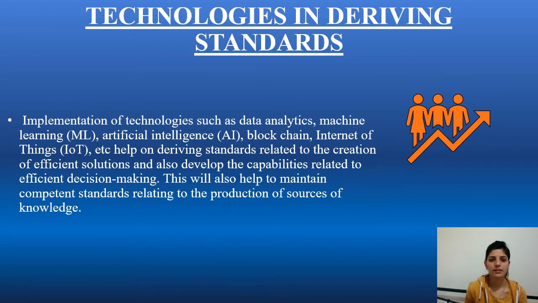Now I will discuss some technologies that are driving standards. As a result, improvements can be seen in decision-making processes through the implementation of technologies such as data analytics, machine learning, artificial intelligence, blockchain, Internet of Things, etc. It has been observed that these technologies help in driving standards related to the creation of efficient solutions and also develop the capabilities related to efficient decision making. This will also help in maintaining the competence standard related to the creation of information sources.